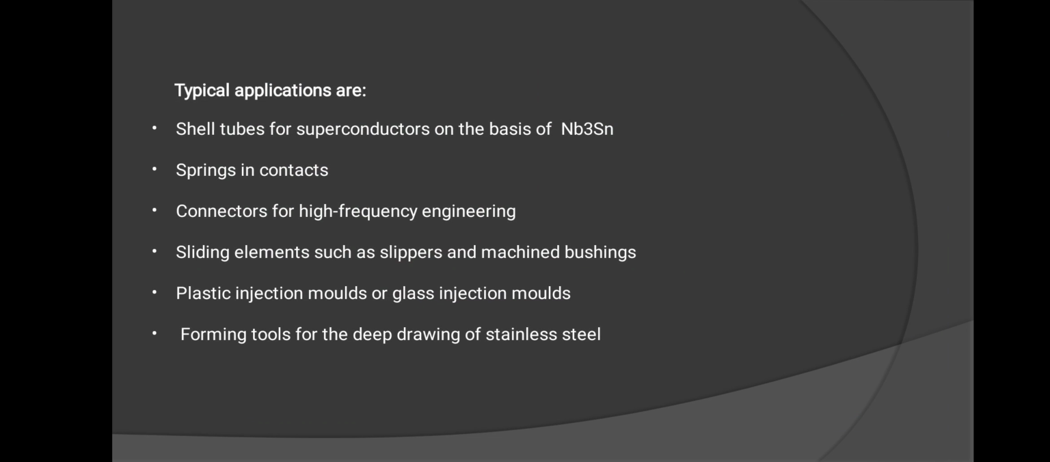The typical applications of spray deposition are shell tubes for superconductors on the basis of Nb3Sn, springs in contacts, connectors for high frequency engineering, sliding elements such as slippers and machine bushings, plastic injection molds or gas injection molds, and forming tools for the deep drawing of stainless steel.